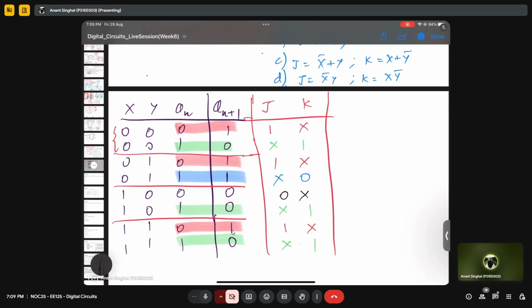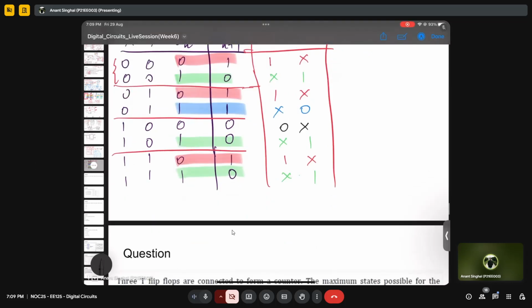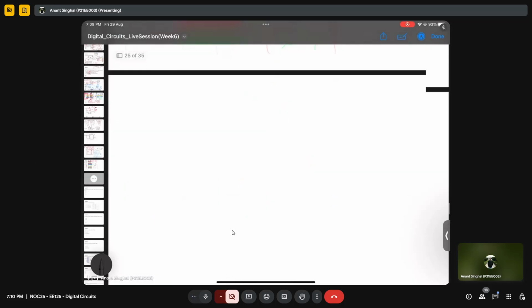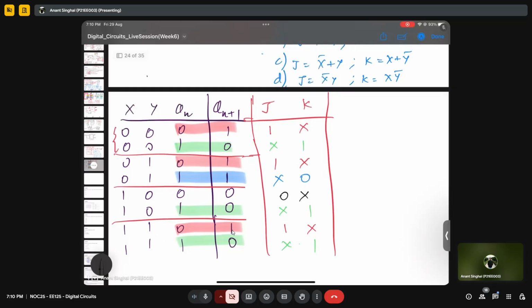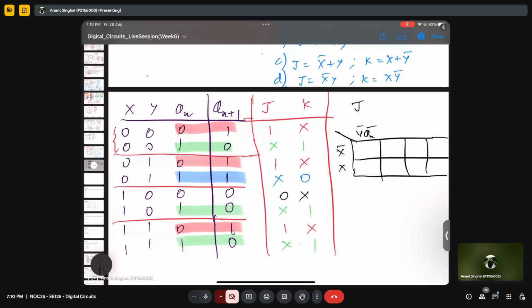Please let me know if it is clear till here. Okay, so let me make the K-map now. What I want is XY in terms of J and K. So let's first do J. For J, I'll use X bar, X. This will be Y bar Q N bar, Y bar Q, Y Q, Y Q bar.